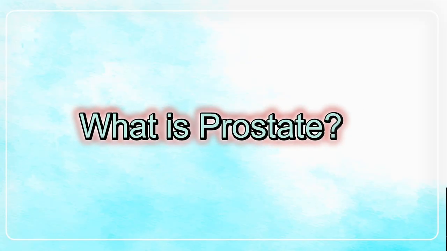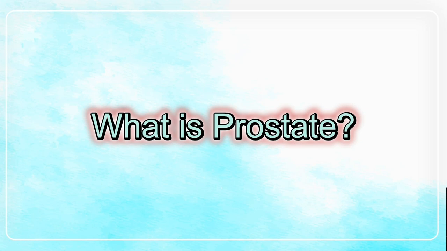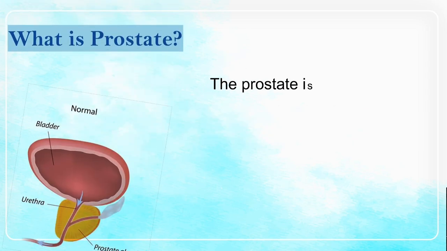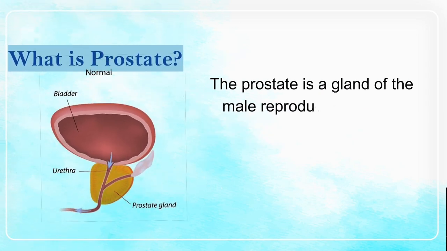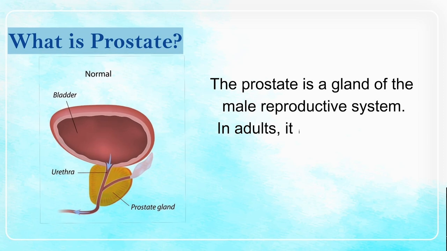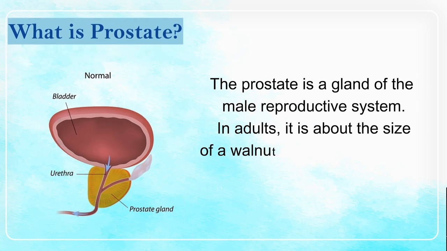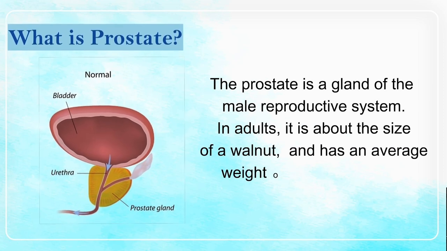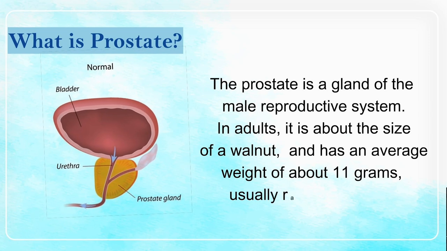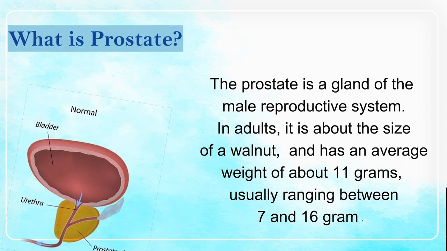What is prostate? The prostate is a gland of the male reproductive system. In adults, it is about the size of a walnut and has an average weight of about 11 grams, usually ranging between 7 and 16 grams.